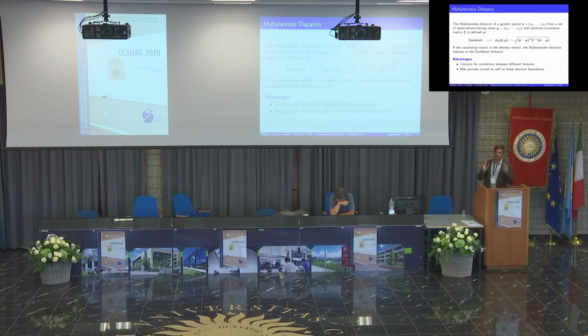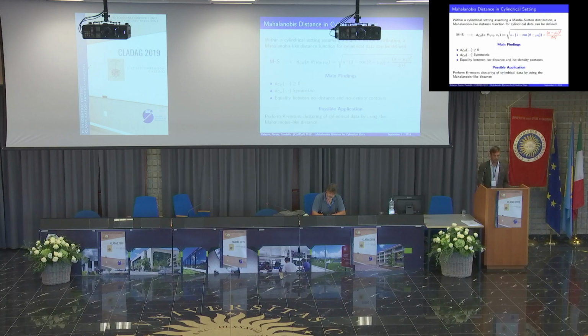So in order to take into account this effect and also the correlation structure of our data, we decided to use Mahalanobis distance. Mahalanobis distance actually corrects, compared with Euclidean distance, for correlation between different features. And also, it can provide us different boundaries that are maybe not linear. And this is our proposal, actually.